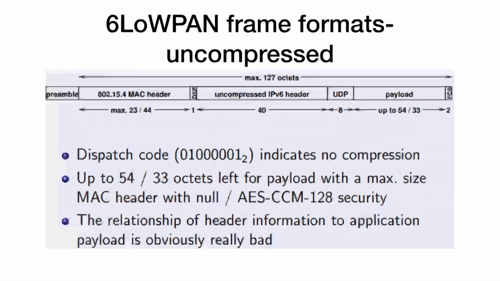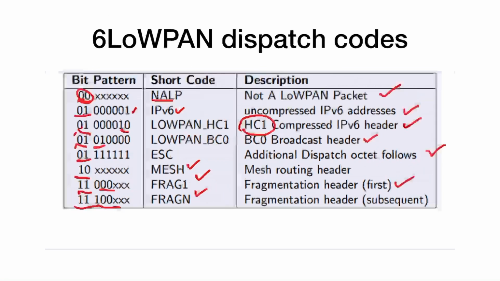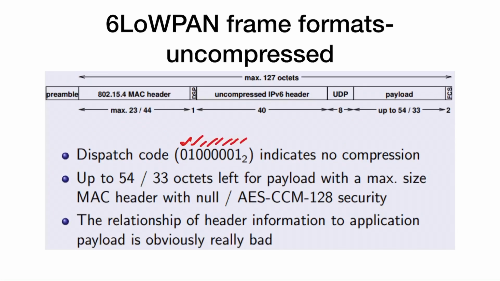Now we can see the dispatch code 01 000001. So this is the dispatch code, and this value is the IP version 6 value, which we are now going to see in IP version 6. Here first comes the preamble, as with everything, and for 802.15.4 the maximum MAC header is around 23, or up to 44 we can go for.